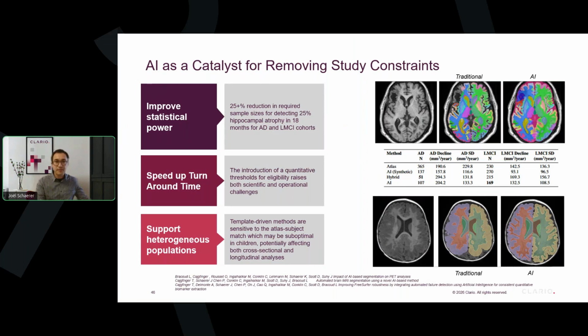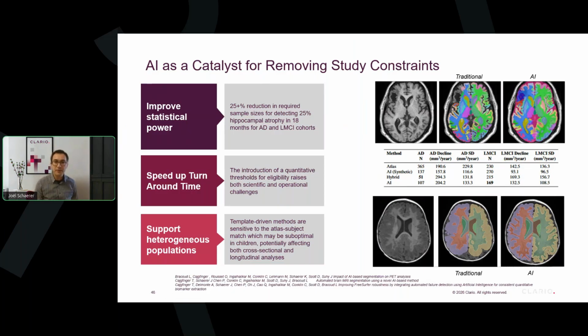Next, AI can speed up turnaround time, especially in high-stakes scenarios such as eligibility, where time is of the essence. By reducing human review burden, AI can help improve our turnaround time and help us give meaningful results quickly enough to take operational decisions. And finally, AI helps us support heterogeneous populations.